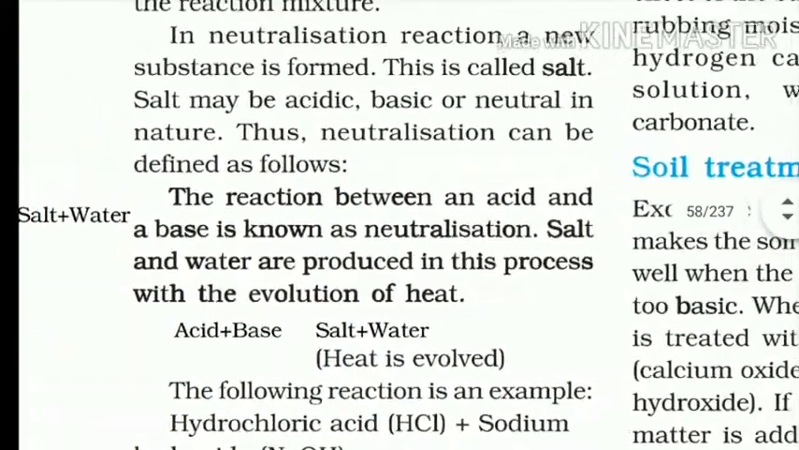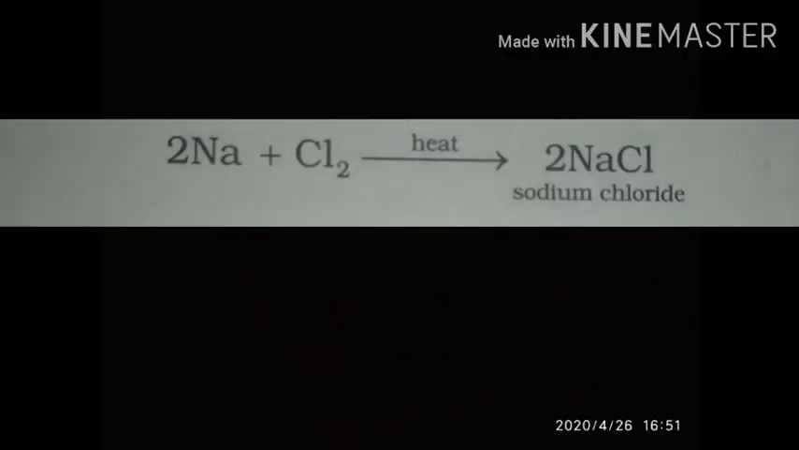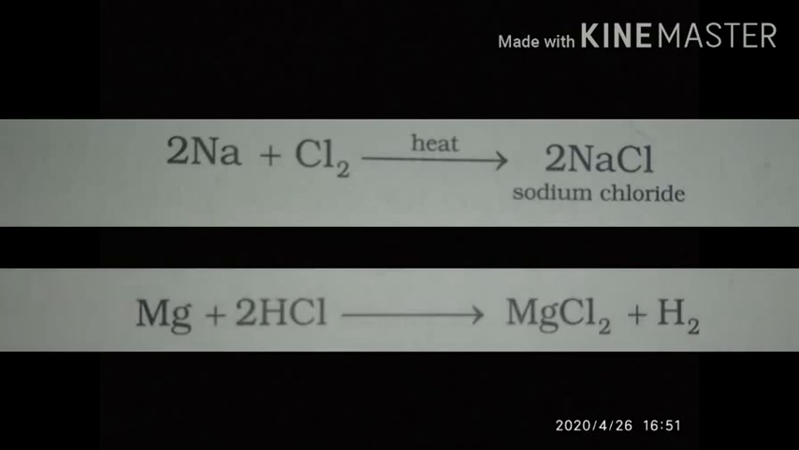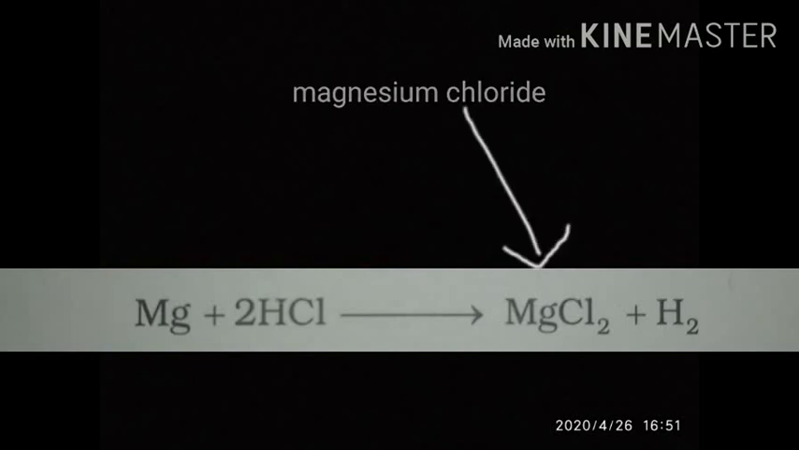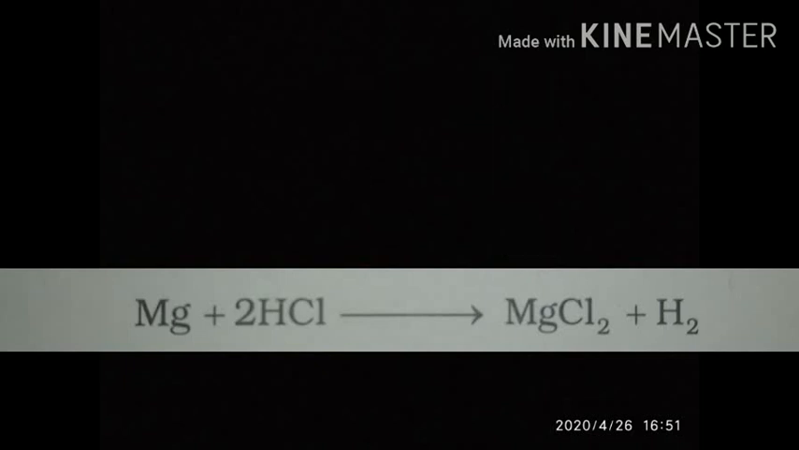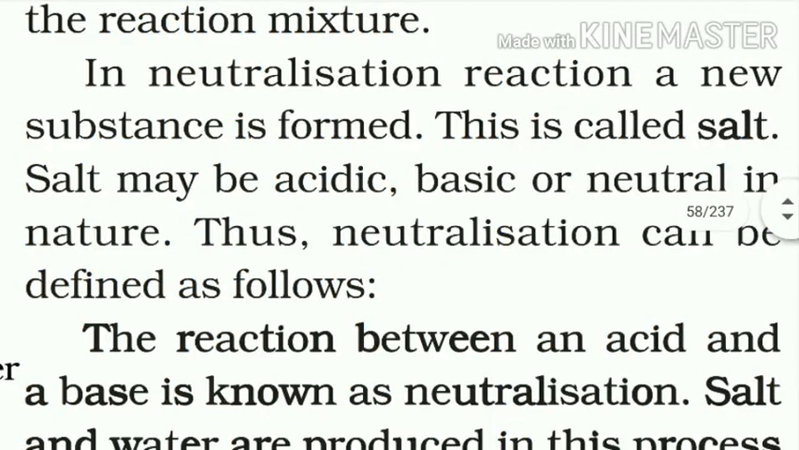Second is by the action of an acid on a metal. That means Mg reacts with HCl and forms MgCl2, magnesium chloride. Magnesium reacts with hydrochloric acid and then forms MgCl2, that is magnesium chloride. It's a salt, a neutral substance. And by neutralization reactions, which we have discussed earlier.